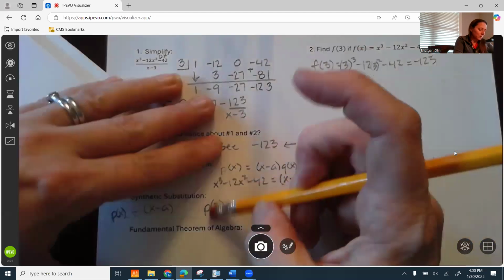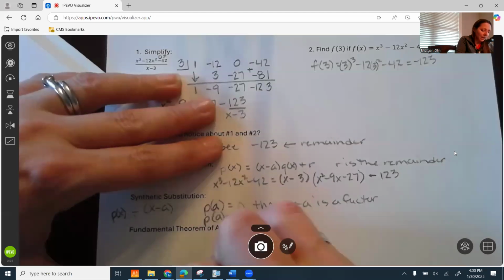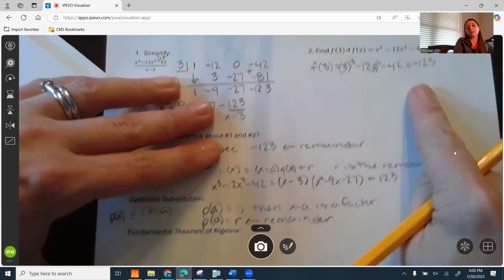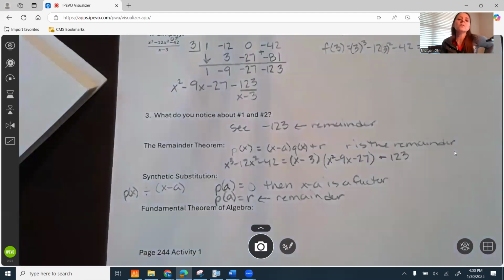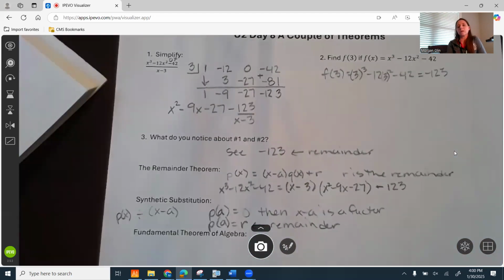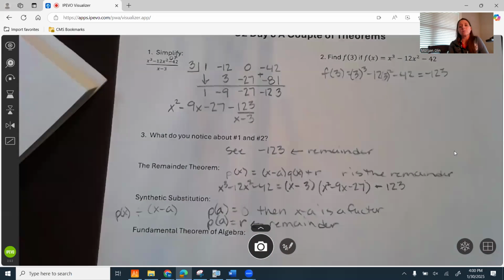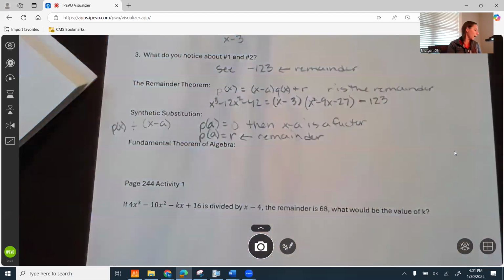So basically, I didn't mean to put 3 here. I meant to put a. P of a equals 0. Now, if I plug a in and I don't get 0, and I get some other number, this number is the remainder. Do you see how it came out as the remainder here of negative 123? So we can use synthetic substitution. It's just an easy way to determine, do we have a factor? Can we find out what we divided, what it comes out to be? No, we can't, but we can determine what the remainder is going to be, and we can determine if it's a factor or not.